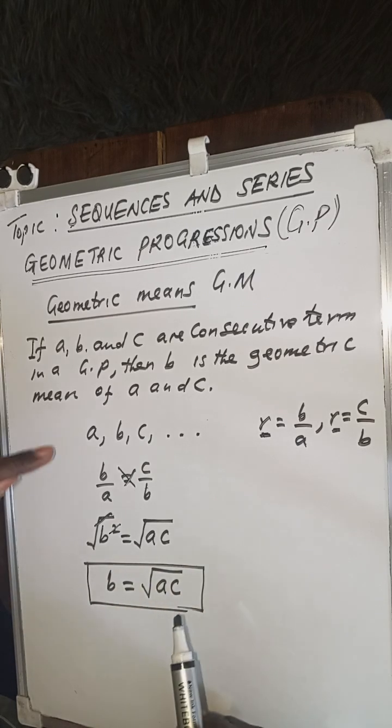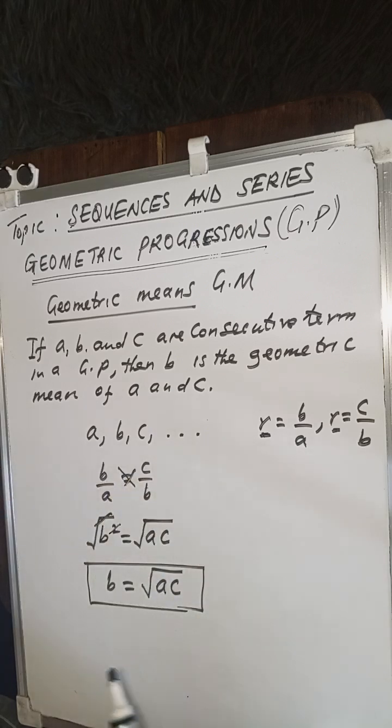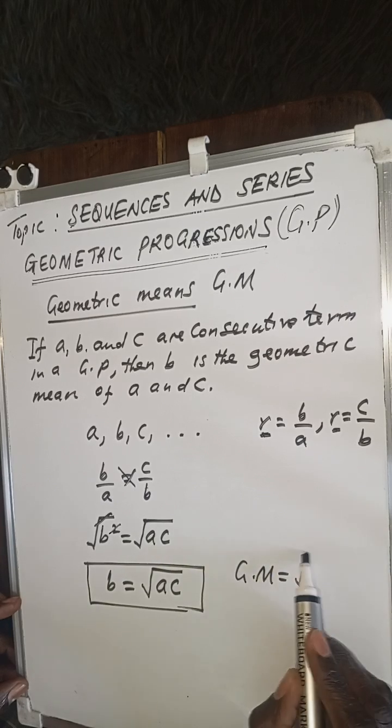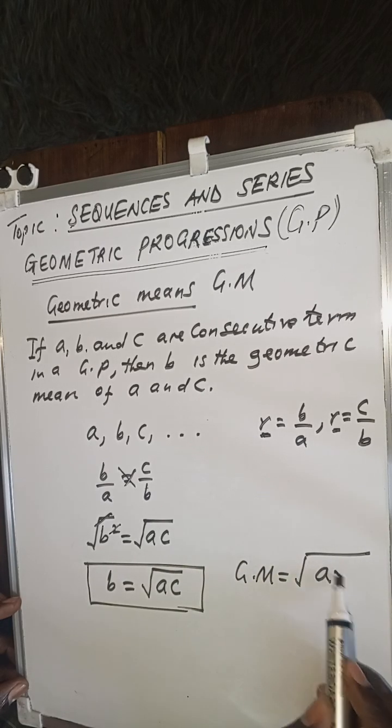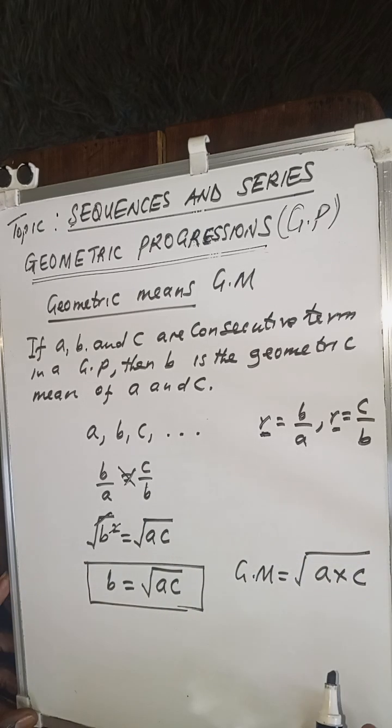So meaning, if the terms are following each other, for you to get the geometric mean, in simple terms, you just need to multiply the two numbers that they have given you and find the square root of those. That's the way we get the geometric mean.